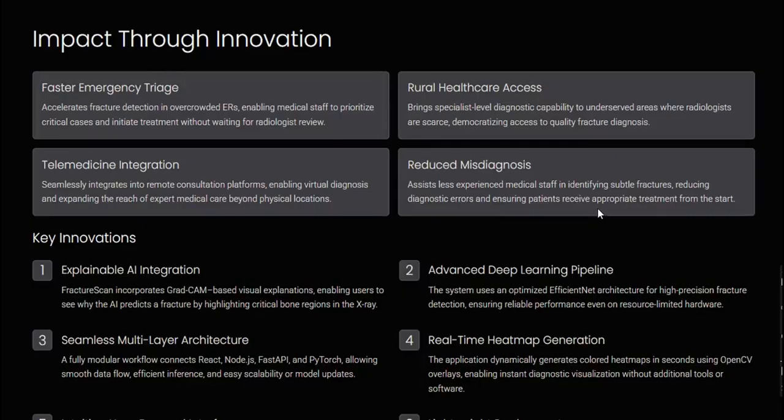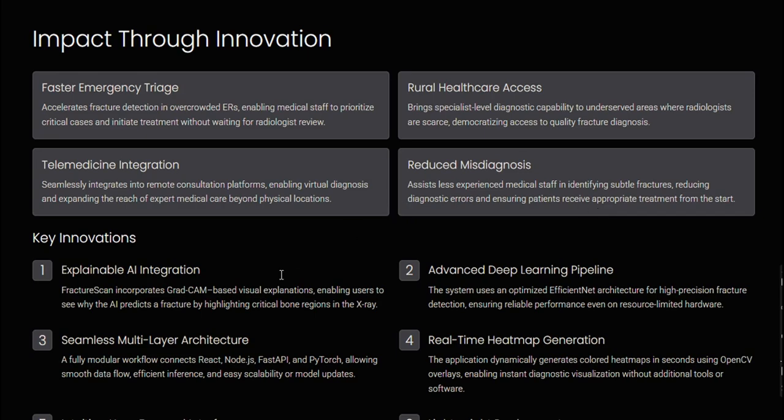Impact through our innovation. FractureScan helps doctors make faster decisions in emergency situations by quickly identifying fracture cases without waiting for radiology reports. It is especially useful in rural hospitals where radiologists are not available, providing reliable diagnostic support at the point of care. The system can also be used during online and remote consultations, supporting telemedicine. By clearly showing fracture regions using heat maps, FractureScan reduces the chances of misdiagnosis and helps improve patient outcomes.